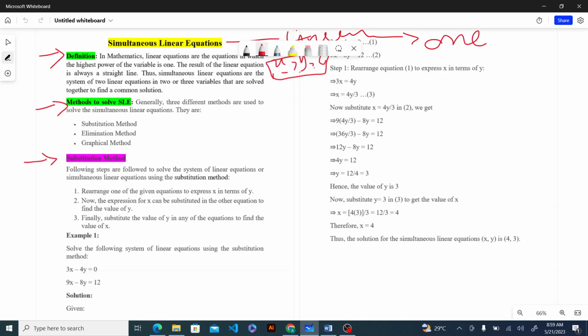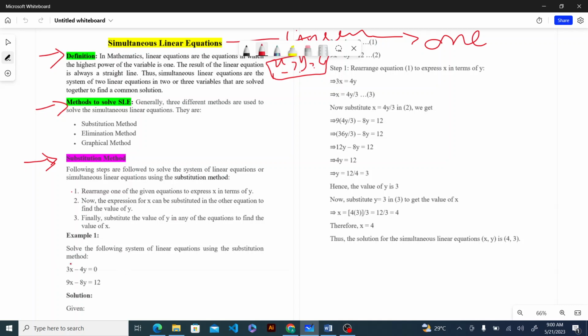The substitution method is really very easy. Let's understand it. These 3 steps need to be followed to solve simultaneous linear equations to find a common solution. The first step is to rearrange one of the given equations to express x in terms of y. Suppose you are given 2 equations. We will follow the steps with an example so that you can understand in the best way.